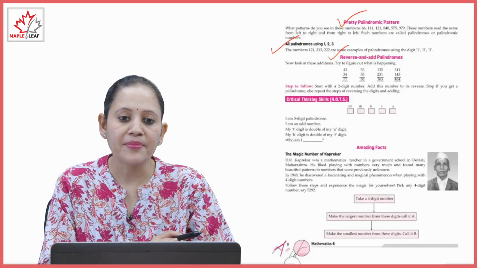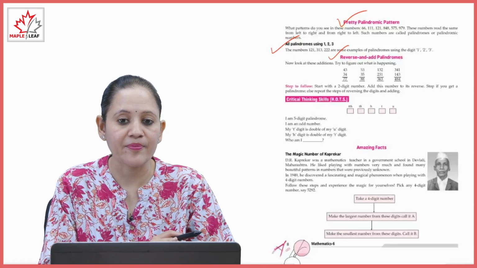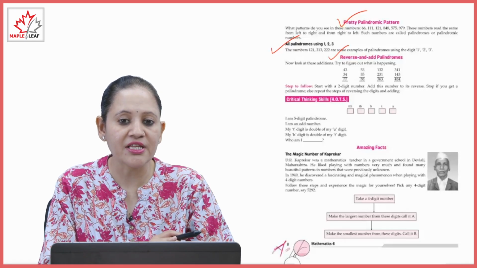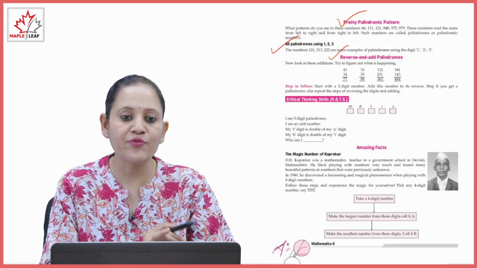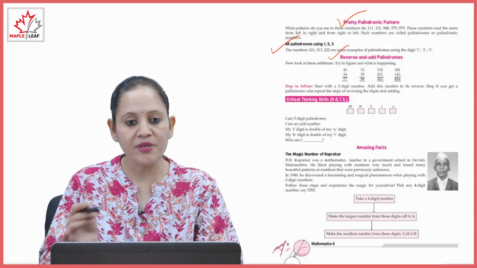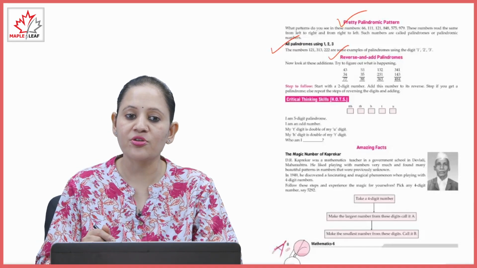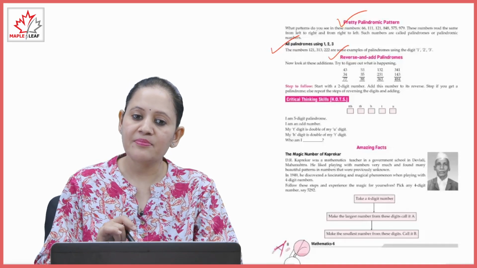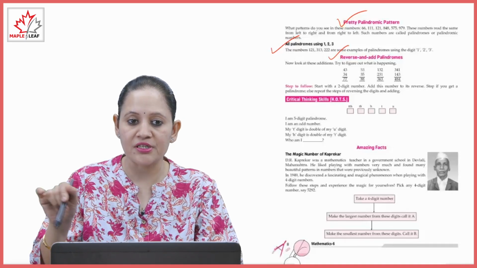43 plus 34, that is 77. 53 plus 35, that is 88. 132 plus 231, 363. 341 plus 143, that is 484. So what have we done? We took 43 and added its reverse, and what did we get? 77, that is a palindromic number. 53 plus 35, 132, 231.